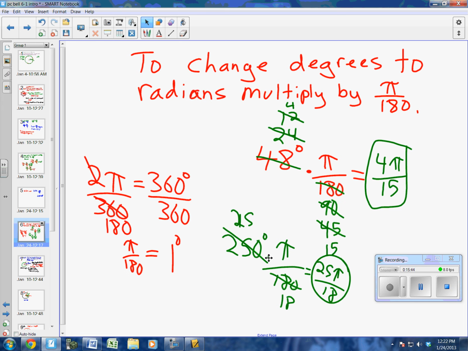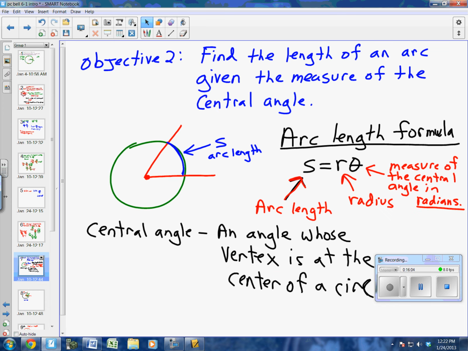All right, so everybody knows how to do objective 1. Change radian measure, degree measure, and vice versa, right? Got it? Okay, objective 2. Everybody write objective 2 down. Find the length of an arc. Is someone still writing this down? Okay. Objective 2. Find the length of an arc given the measure of a central angle.